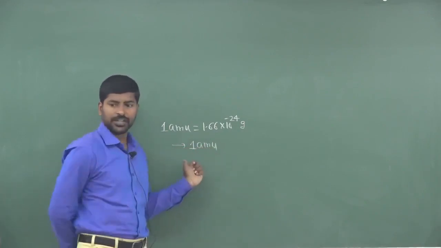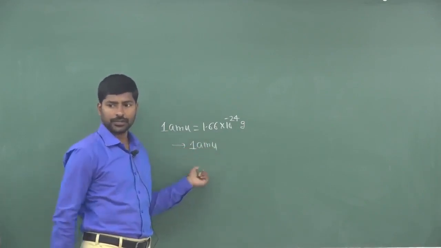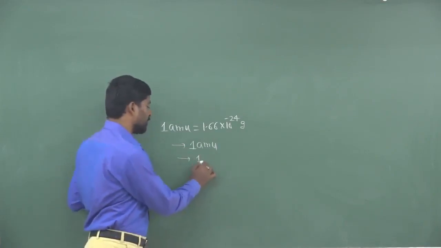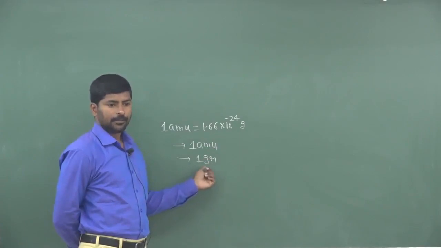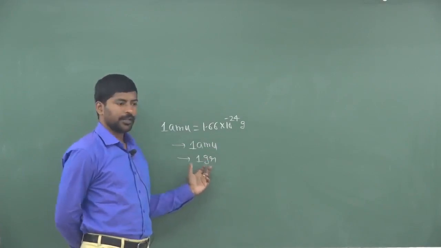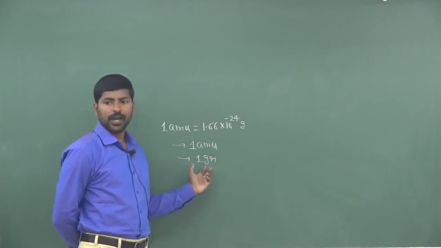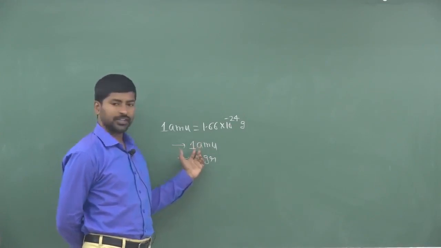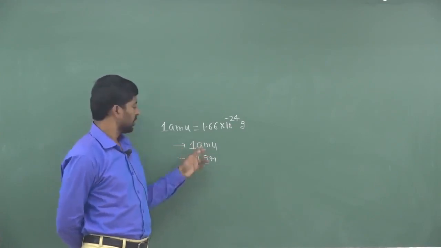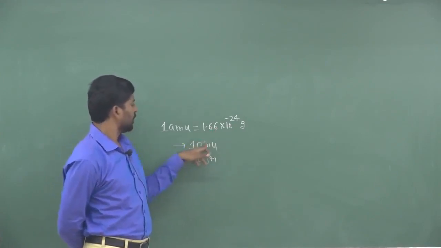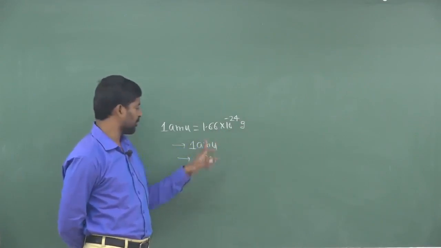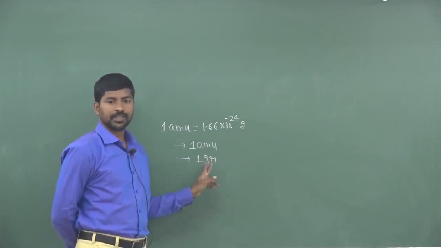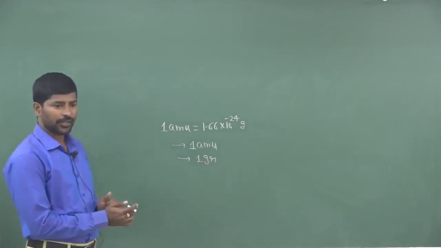One atomic mass unit indicates the mass of one hydrogen atom, whereas 1 gram indicates the mass of how many hydrogen atoms? The mass of Avogadro number of hydrogen atoms. One atomic mass unit, that is 1.66 into 10 power minus 24 grams, is the mass of one hydrogen atom, whereas 1 gram is the mass of Avogadro number of hydrogen atoms.